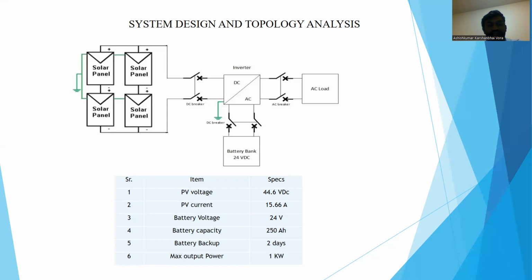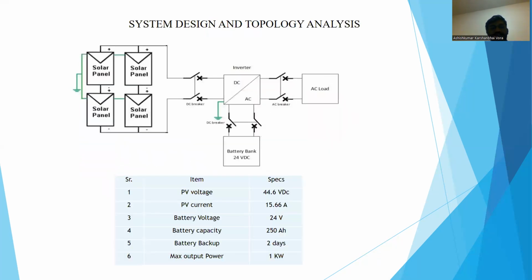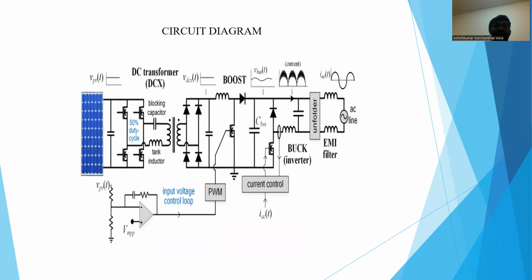The PV voltage is around 44.6 VDC, and the PV current is 15.66 amperes. Battery voltage is 24 volts, and battery capacity is 250. Battery backup is for the remaining 2 days, and maximum output power is 1 kilowatt. So this is the system design and topology analysis.